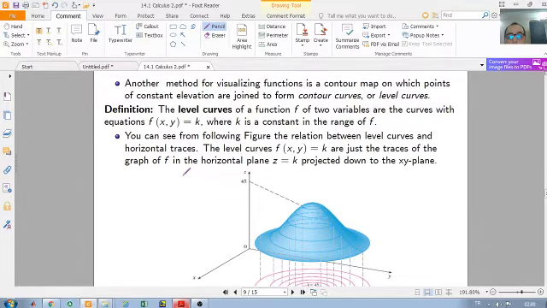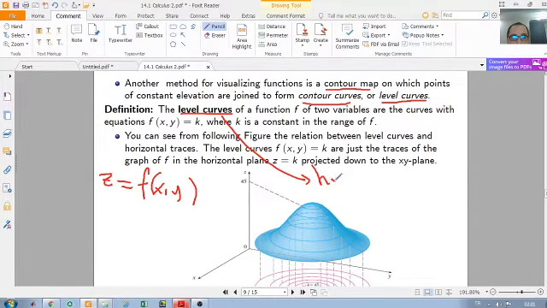Another method for visualizing functions is a contour map, on which points of constant elevation are joined to form contour curves or level curves. If we cannot easily sketch the graph of a function of two variables, we can visualize these functions graphically just by finding its level curves. The level curves of a function of two variables are the curves with equations f of x, y is equal to k, where k is a constant in the range of f. Namely, for the variable z we write a constant. Actually, we just find the horizontal traces.